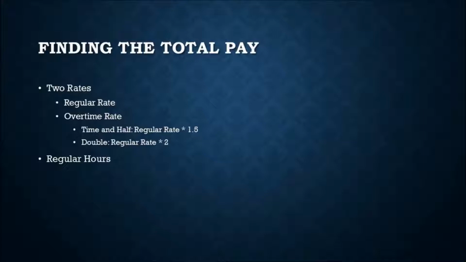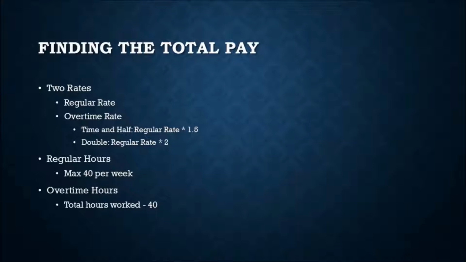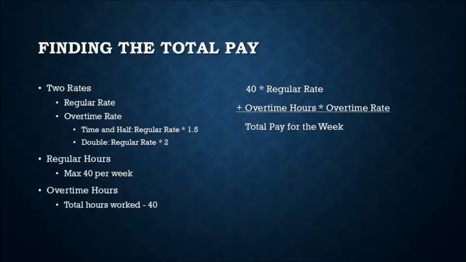Regular hours, if you're an hourly employee, is anything up to 40 hours in a week, but nothing over that. If you go over 40 hours, that's what they call overtime hours. And to find your overtime hours, you take the total hours you worked and you subtract that 40 from it. To find the total pay for that week, you take the 40 hours times your regular rate, you add to that the overtime hours times the overtime rate, and that's how you get your total pay for that particular week.